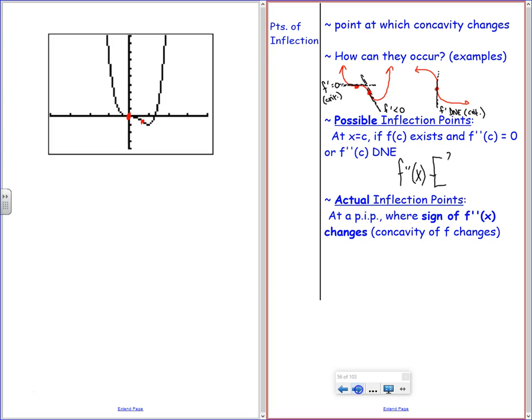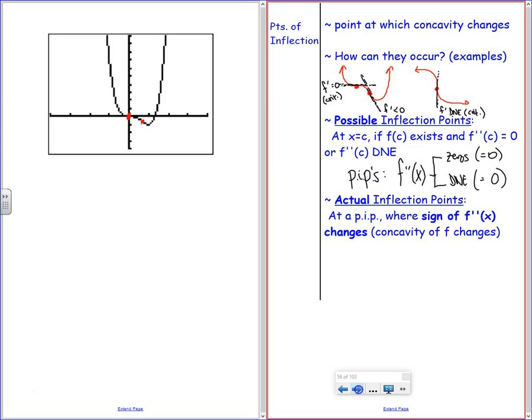Do your pitchfork. Look out for your zeros, which is when the top equals 0. Look out for your DNEs, which is when the bottom equals 0. You won't always have both. Sometimes you will. But you're looking for when f of c exists. Can't be a domain problem. That's why we always do domain first. F of c has to exist, and the second derivative is either 0 or DNE. Those are pips.